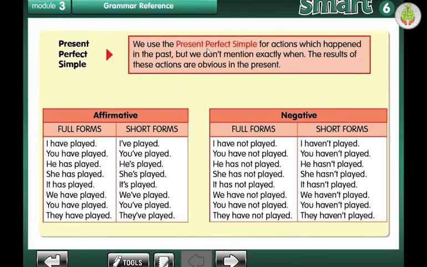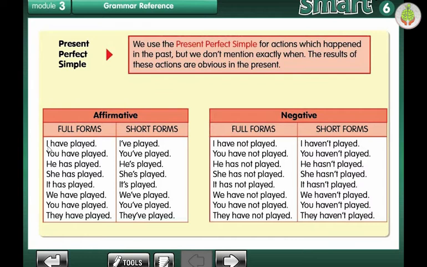Alright, so present perfect simple, how do we use it and when do we use it? We use the present perfect simple for actions which happened in the past, but we don't mention exactly when. The results of these actions are obvious in the present. Yeah? In this tense, we have to use have and has. We use have with I, you, we, you again, and they, while we use has with he, she, and it. I have played. We use I, which is the subject, plus have plus the verb in past participle.